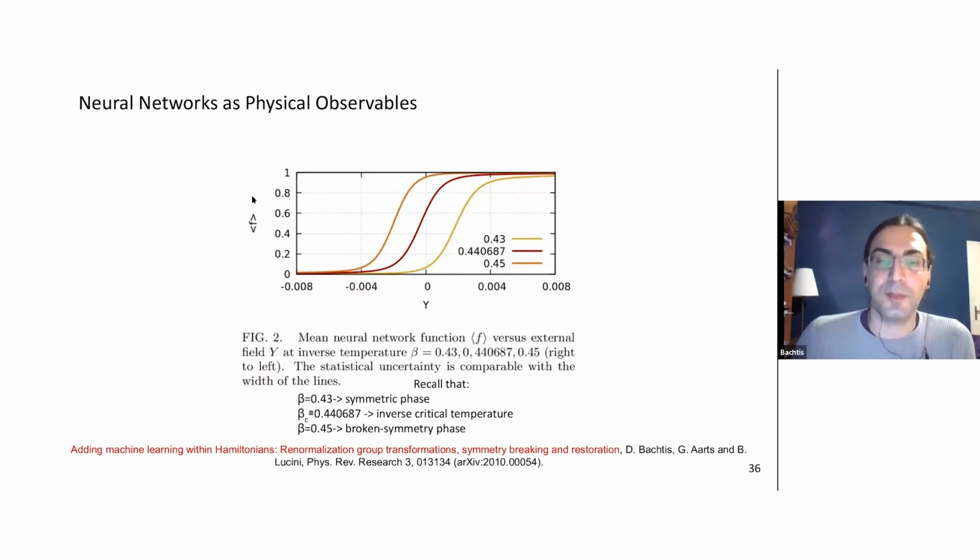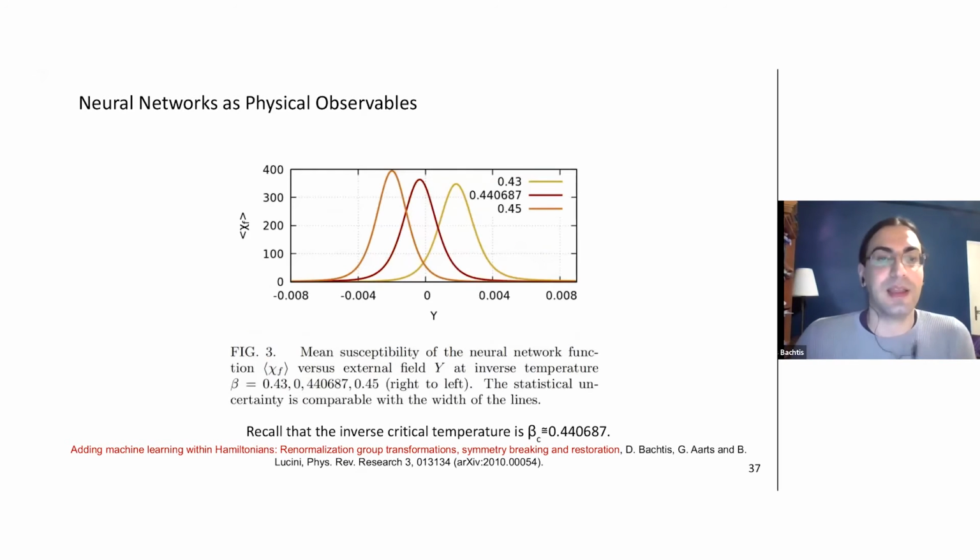So remember that this is the probability that a configuration belongs in the broken symmetry phase. So when it is 1, we are in the broken symmetry phase, and when it is 0, we are in the symmetric phase. So now that we have this first indication that we have a phase transition, we can also calculate the susceptibility of the neural network function versus the neural network field. And you can see that for all of these 3 cases, we have a maximum value in the susceptibility, therefore indicating the crossing of a phase transition.